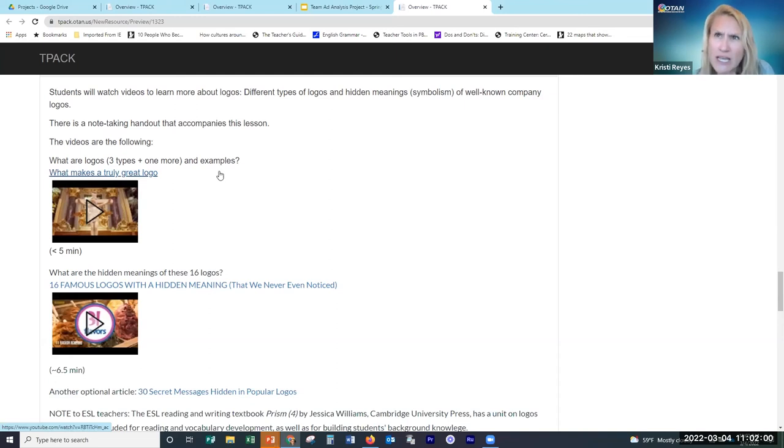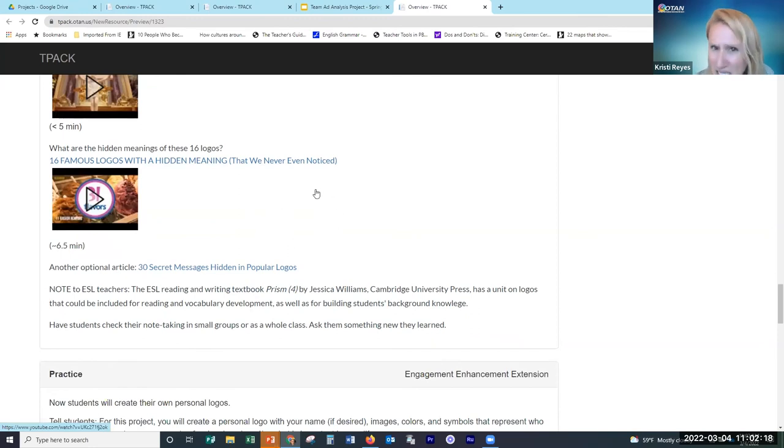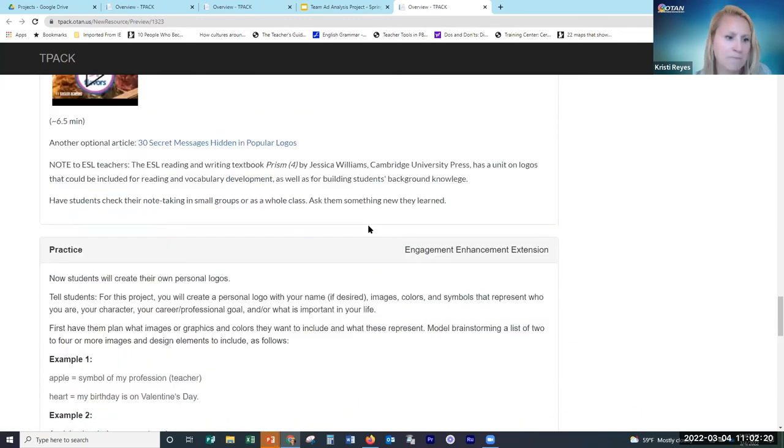Like the Google logo, how it changes with the Google Doodles, there's a special name for that. I didn't even know that. And then they learn about the hidden meanings behind, you know, the Baskin Robbins logo. There are hidden meanings behind many different logos. So they do some listening and note-taking, language building.